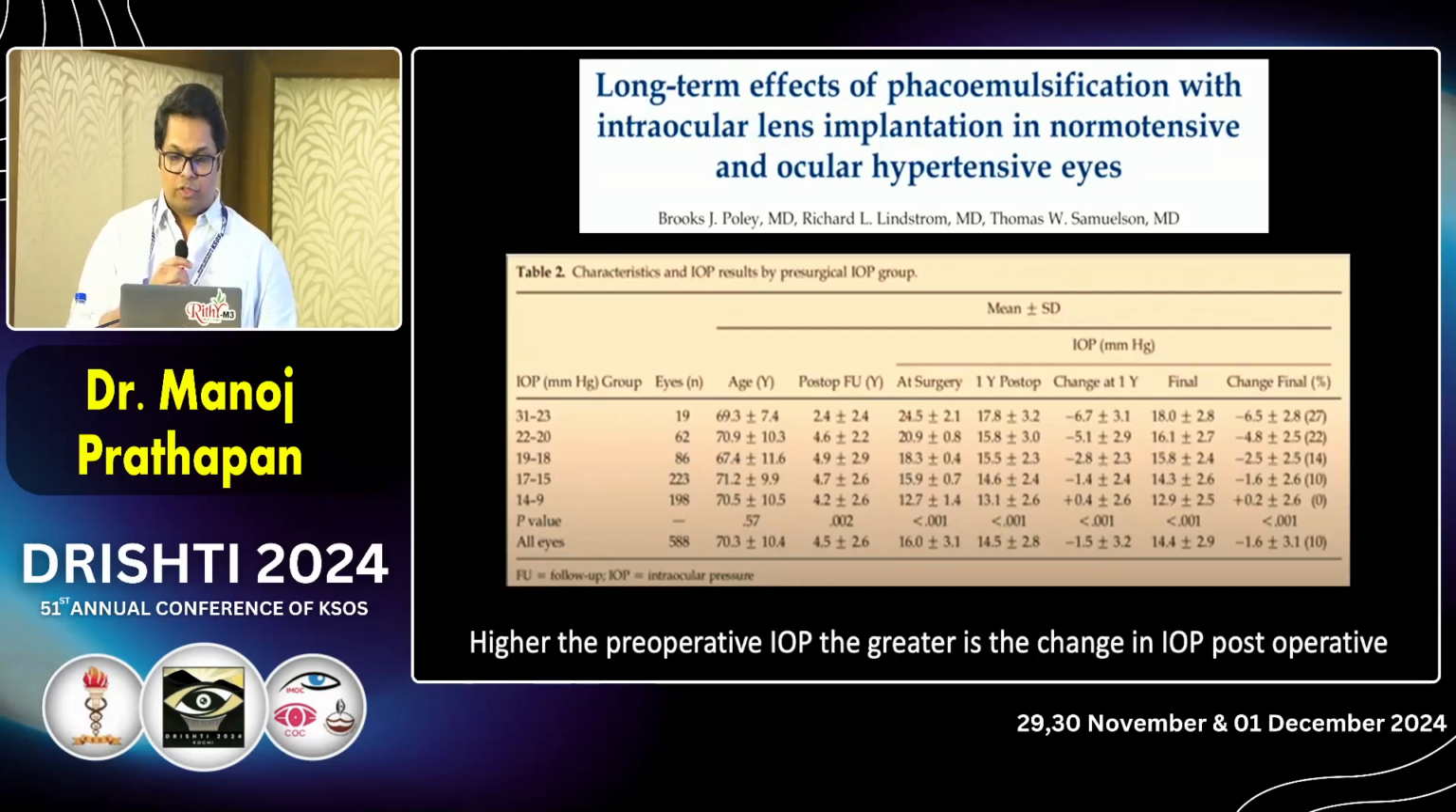Coming to long-term effects of phacoemulsification on normotensive and ocular hypertensive eyes, the interesting thing is, as the mean IOP preoperatively was higher, they had a higher change in intraocular pressure. So you can see that the first group had a 6.7 millimeter change, whereas when the pressures were in the normal range or in the mid-teens, there was not much of a change.